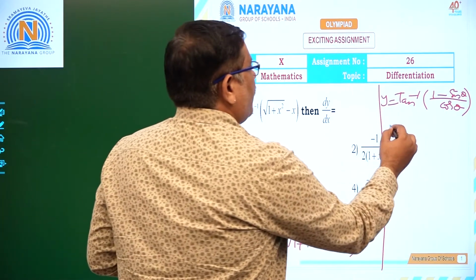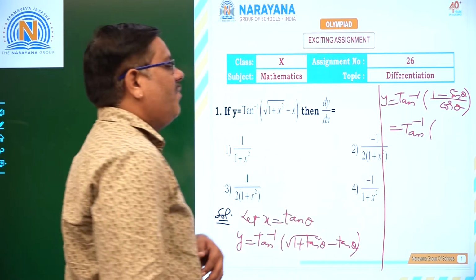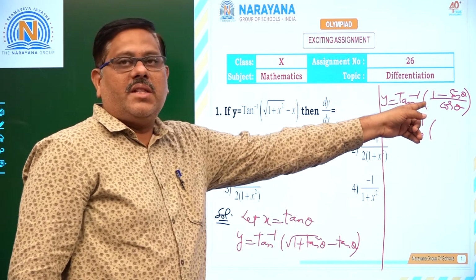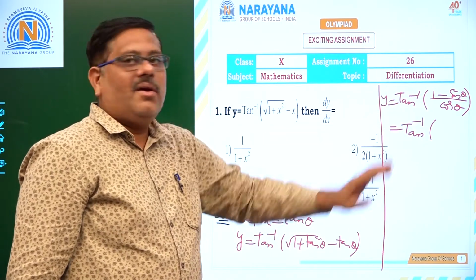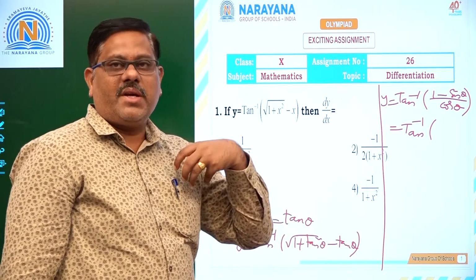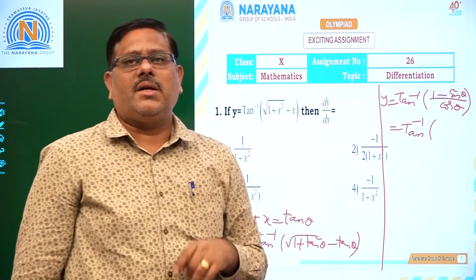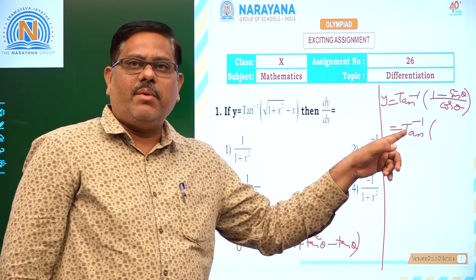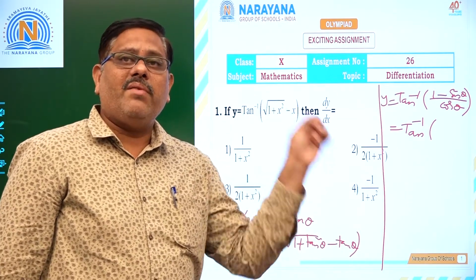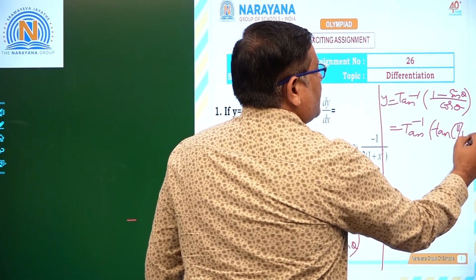My 1 minus sin theta by cos theta: 1 minus sin theta we can write as sin square theta by 2 plus cos square theta by 2 minus 2 sin theta by 2 cos theta by 2, by cos theta, which we can write as cos square theta by 2 minus sin square theta by 2. So you must be very good at multiple and submultiple angles. Thereby you are going to have the numerator cos theta by 2 minus sin theta by 2 over cos theta by 2 plus sin theta by 2. That is otherwise tan of pi by 4 minus theta by 2. This resultant value becomes tan of pi by 4 minus theta by 2.